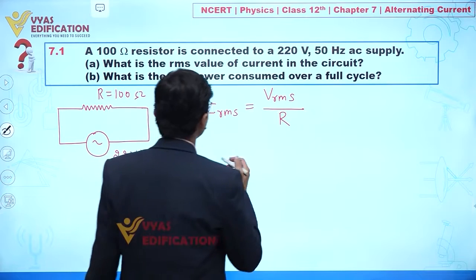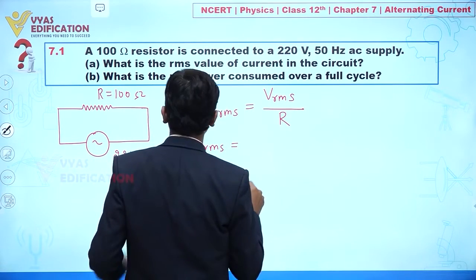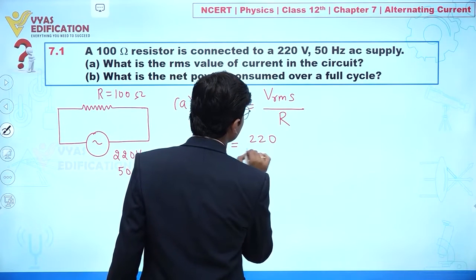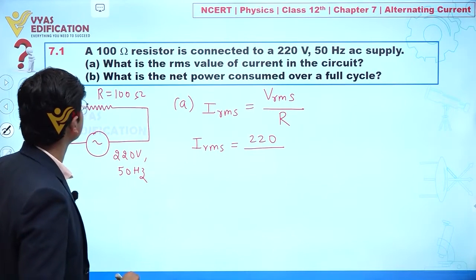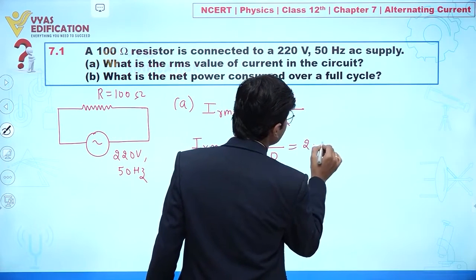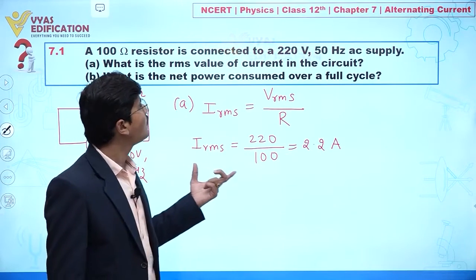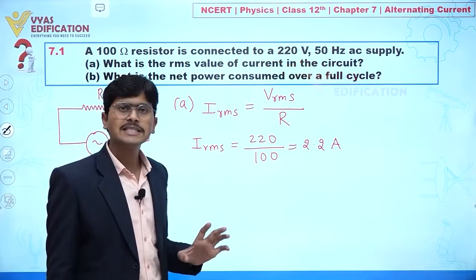So from here you can write I_RMS equals V_RMS divided by resistance. V_RMS is given as 220 volt, divided by resistance, whose value is 100. So from here we get the value 2.2 ampere. So this is the RMS value of current in this circuit.